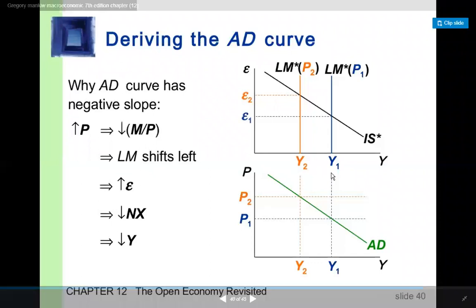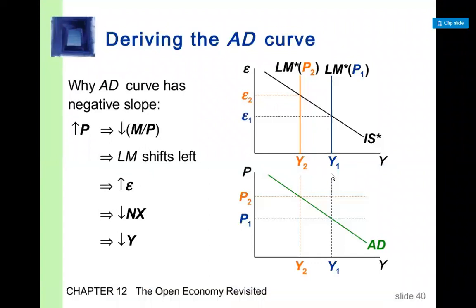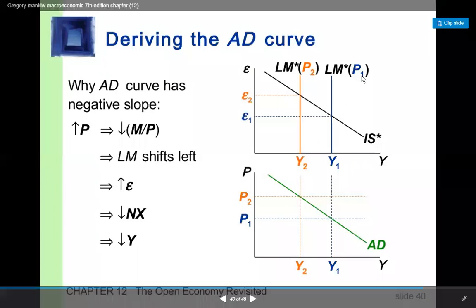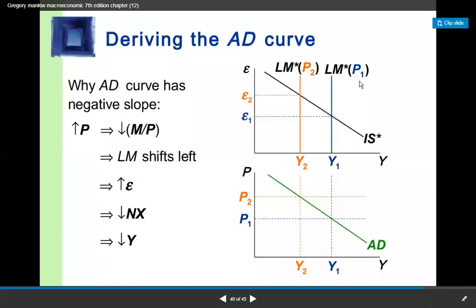So here, the equilibrium exchange rate is e1 and the equilibrium income level is Y1. And the price level is P1. As you know, real money supply equals M over P, the price level. So that is P1.